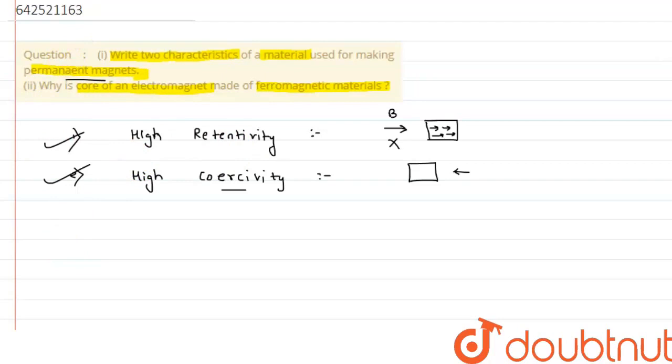Now for the second part, why is the core of an electromagnet made of ferromagnetic material? So first let's understand the electromagnet. Electromagnets are produced when a current is passed through a coil, so it gets converted into an electromagnet. Now, why should the material in which we are passing the current be ferromagnetic? That is because of the property of ferromagnetic material.